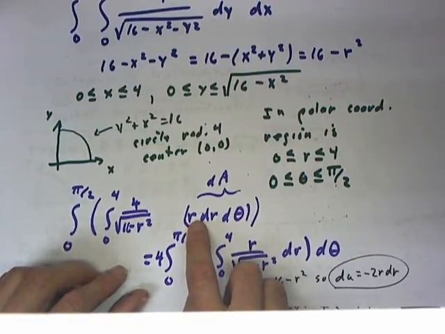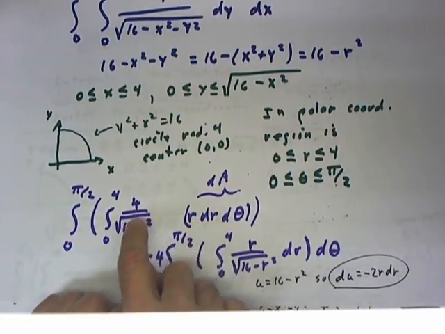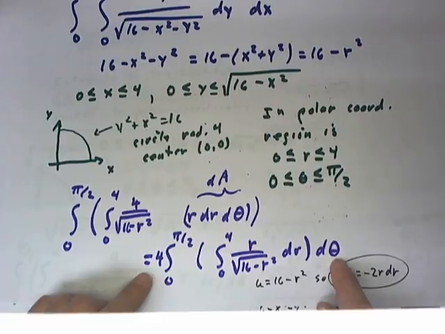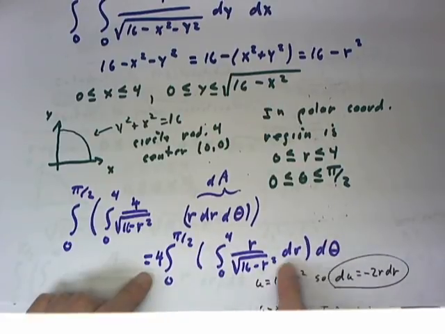collecting some terms, bringing the 4 out in front, putting the r over the square root of 16 minus r squared. We obtain this expression for the surface area of that sphere in the first octant. This expression is easily integrated. Let u equal 16 minus r squared, du is negative 2r dr. We have the r dr here, so that our r dr becomes negative 1/2 of the du.